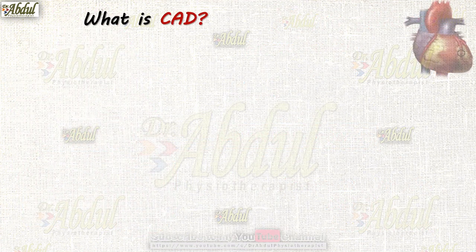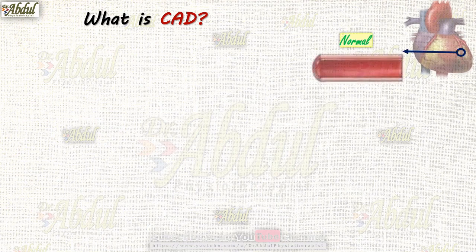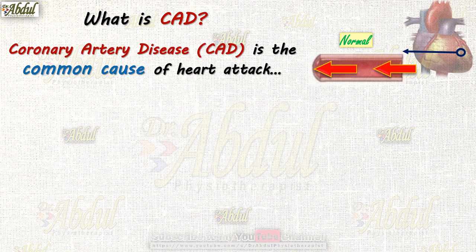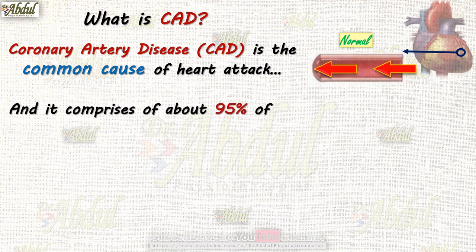What is CAD? Before I explain CAD, let us explore the normal coronary artery. This is how a normal coronary artery looks in a diagrammatic representation, with a clear lumen, the internal space, without any blockage, and good blood flow is established. Coronary artery disease is the common cause of heart attack, and it comprises about 95% of total heart attacks. Let's see how it looks.